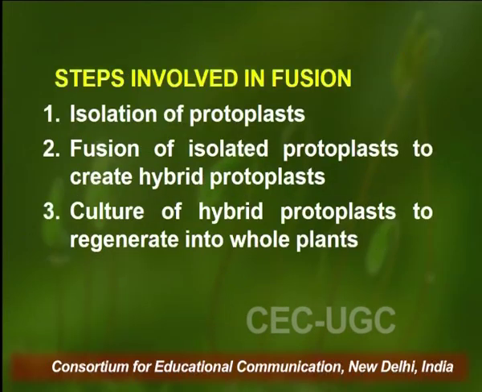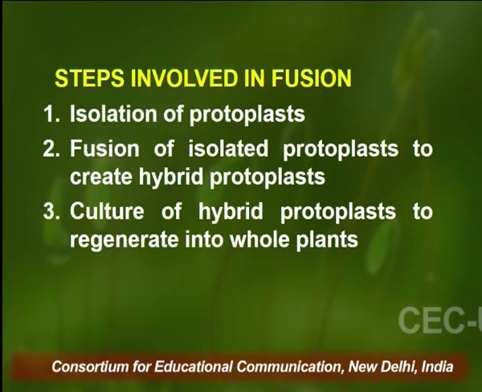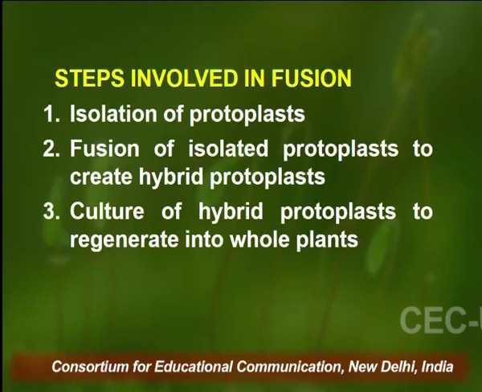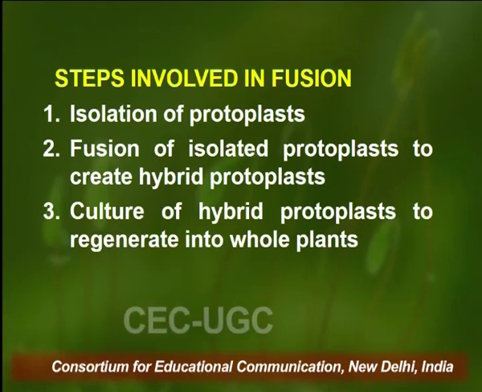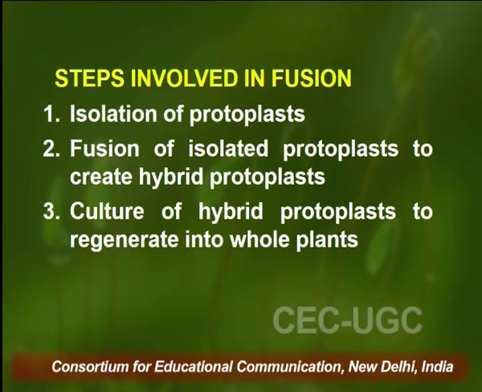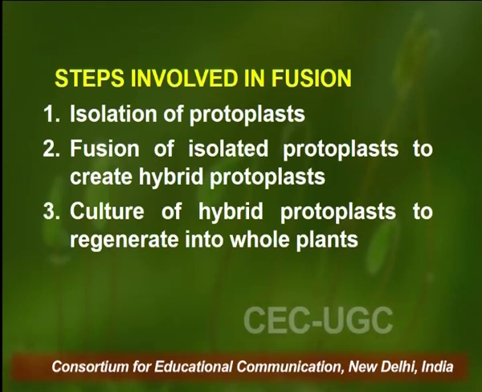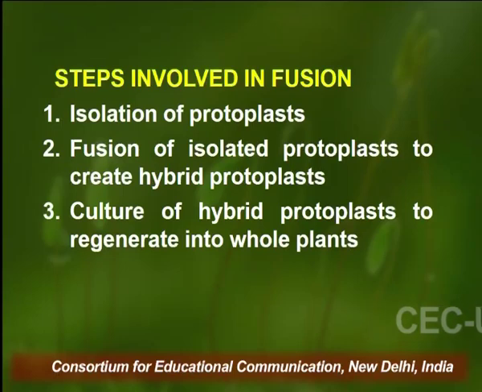So, there are three major steps involved in the fusion of protoplasts. One is that you isolate the protoplast from whatever species you require. So, first is isolation of protoplasts, and once the protoplasts are isolated, in the second step these isolated protoplasts are fused together to create hybrid protoplasts. The last or the third step is culture of hybrid protoplasts to regenerate into whole plants.